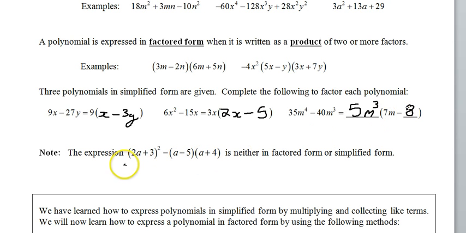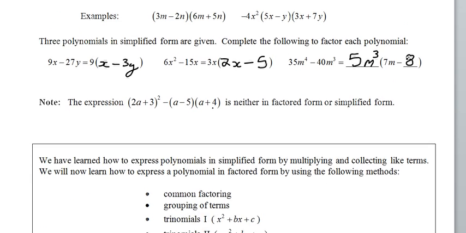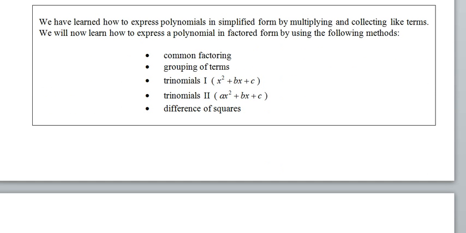Note, the expression 2a plus 3 quantity squared minus a minus 5a plus form is neither in factored form nor simplified form. Okay, so this one, the one above that we had to simplify, was not in a simplified form. So we've learned how to express polynomials in simplified form by multiplying and collecting like terms. We will now learn how to express a polynomial in factored form using the following methods.